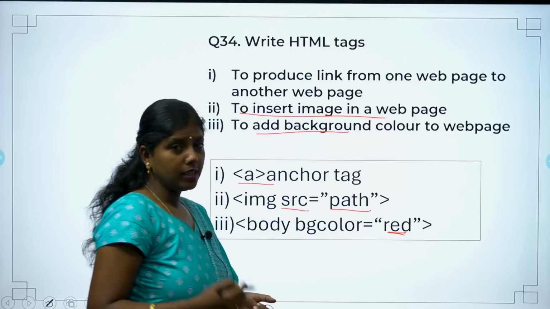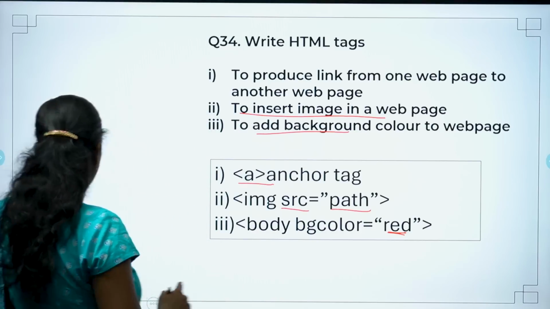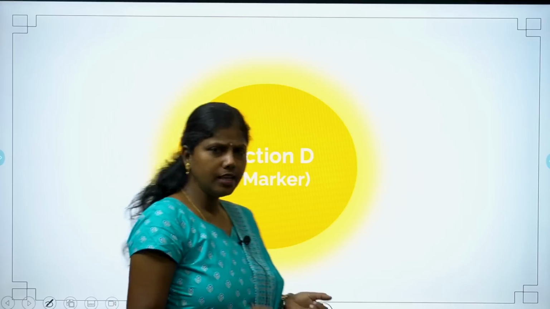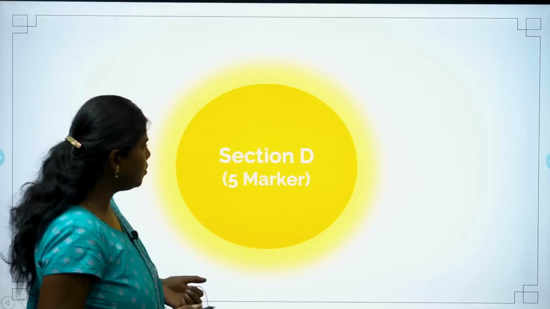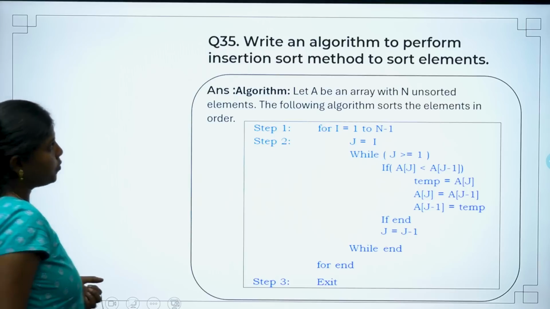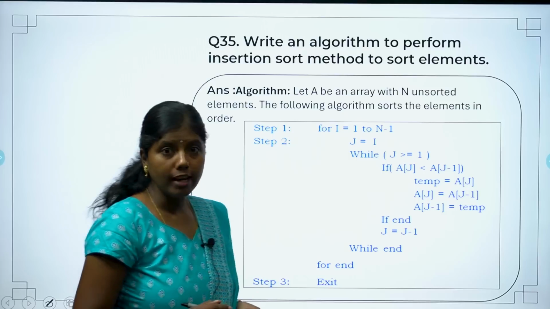So body bgcolor basically sets the background color for the web page. So that's about section C. We'll just start with section D now. It's going to be 5 marks. We have an algorithm to perform insertion sort to sort the elements.